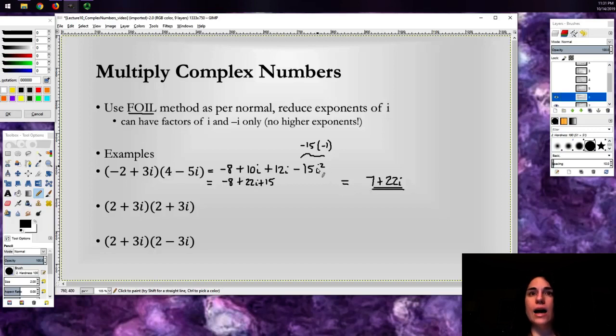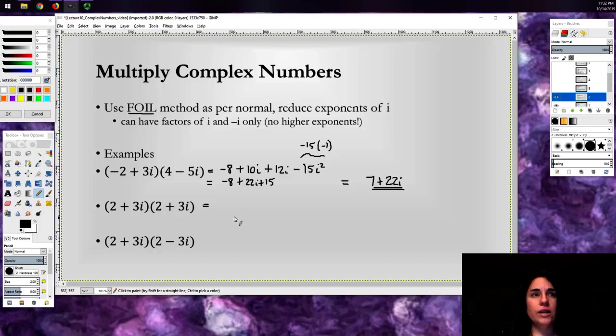Notice that I will reduce all of the terms down to either a real portion of just a number or an imaginary portion of i to the 1st power. I can't leave i squared in there. i squared or i cubed, i to the 4th, they're always reduced down to negative 1, negative i, or i. Okay, so let's practice on the next one.